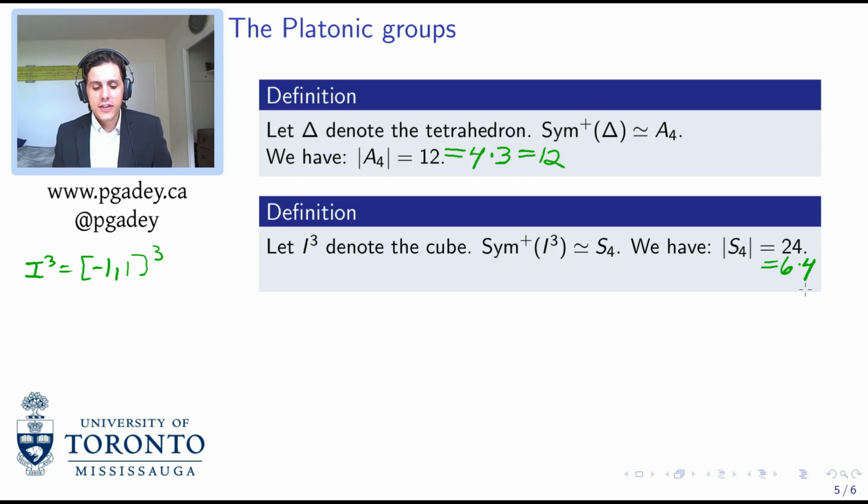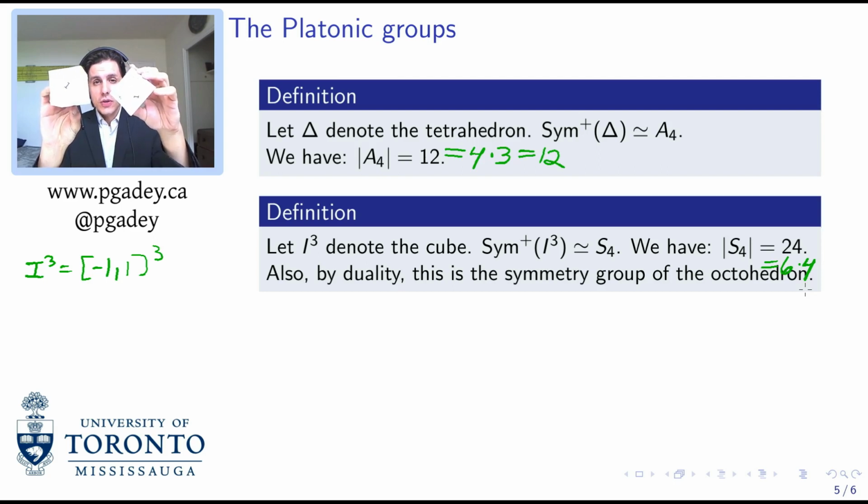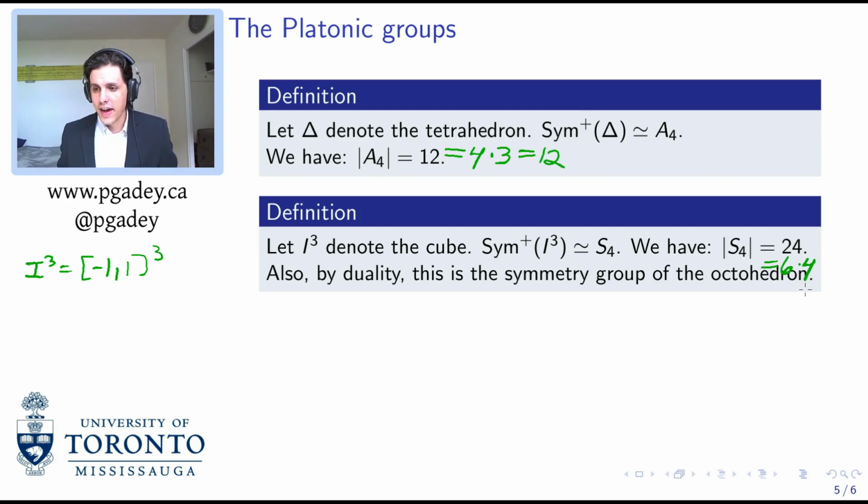Also, by duality, the symmetry group of these two objects are the same. So the cube and the octahedron are going to have the same symmetry groups by duality. So the symmetry group of the octahedron also has 24 elements.